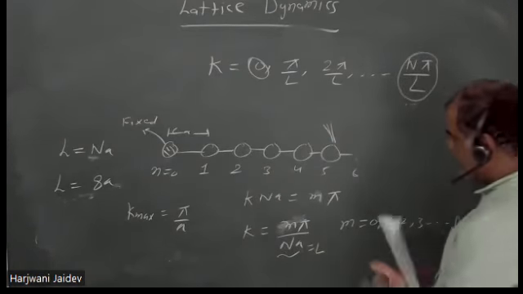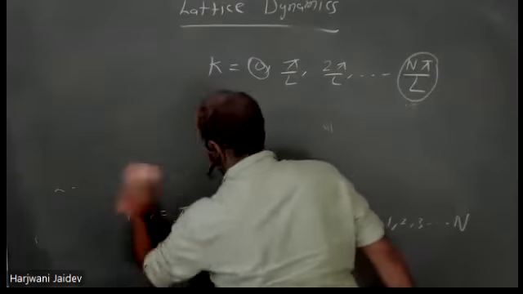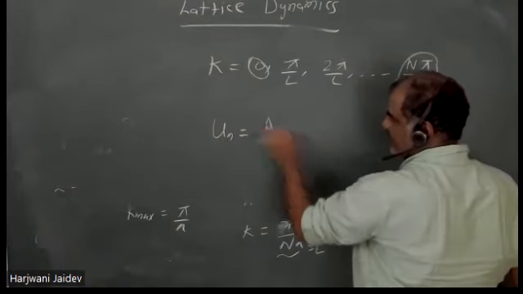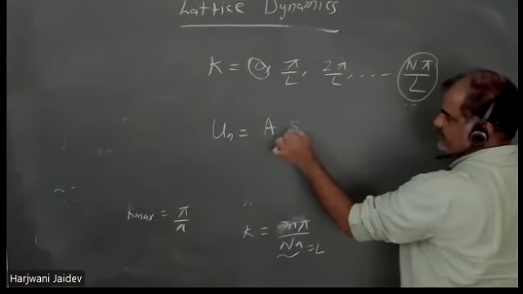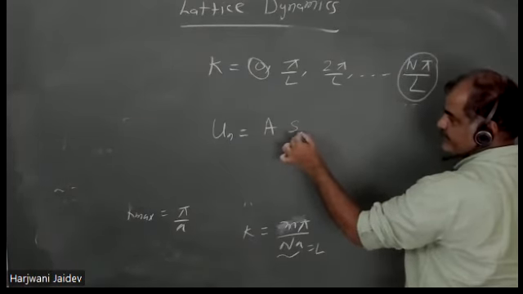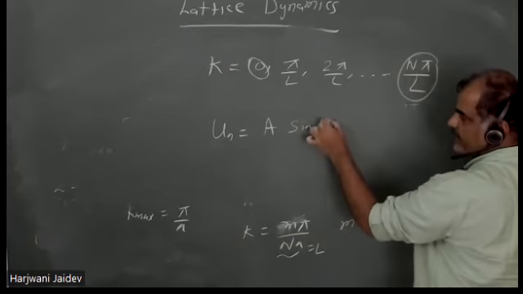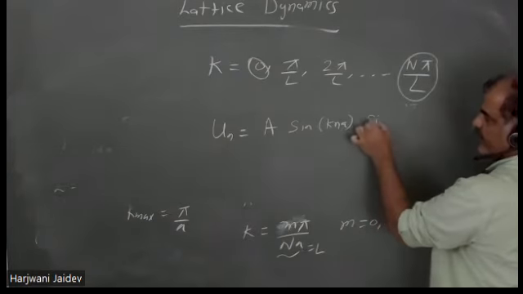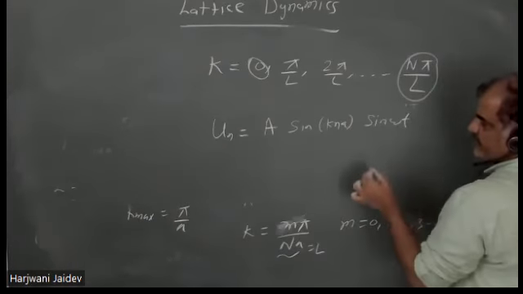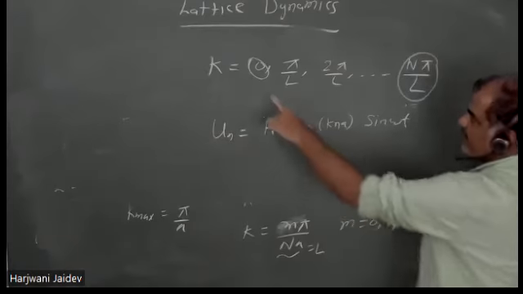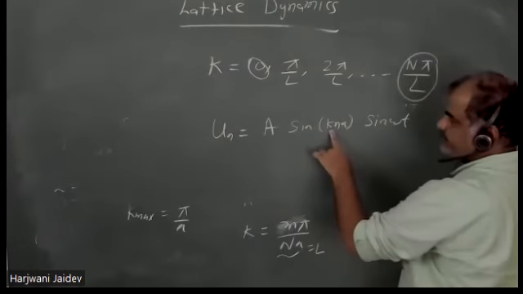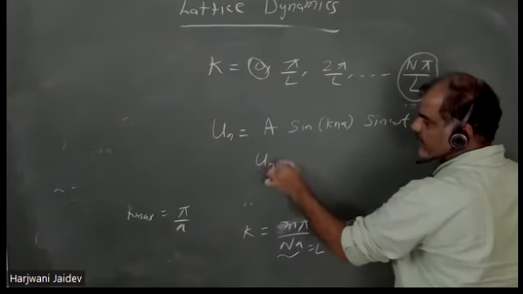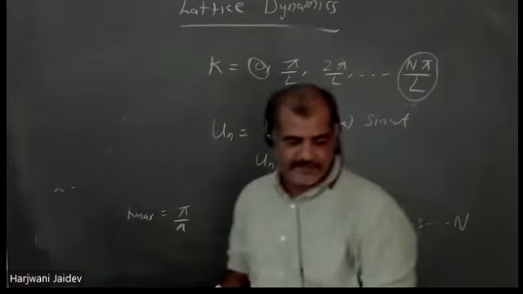अगर मैं आपको un का एक्सप्रेशन लिखूं, what was my un? My un was a sin knx, sin omega t. Okay, this was the expression. So now if I take k is equal to 0, k is equal to 0 का मतलब क्या हो जाएगा? If I put k is equal to 0, then un will be equal to 0, isn't it?